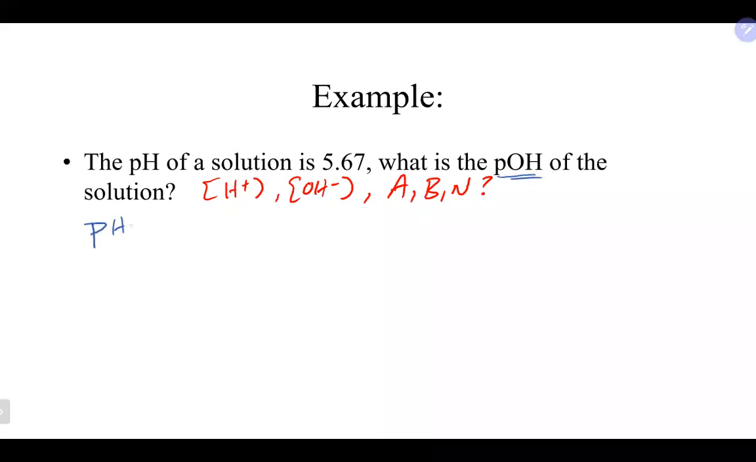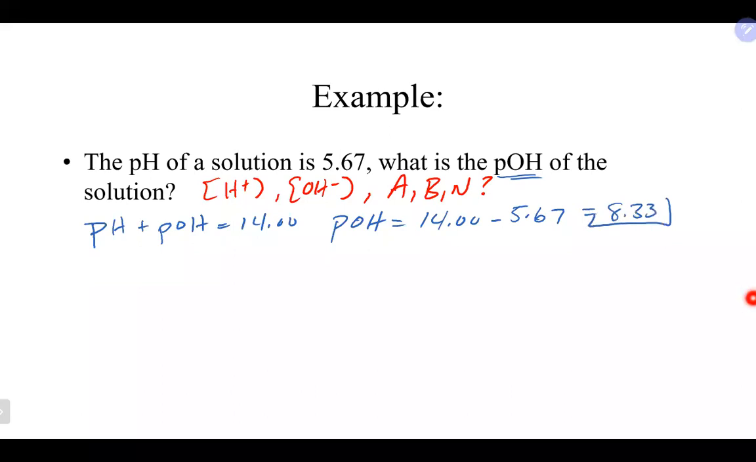Again, the pH plus the pOH does equal 14. That means that the pOH here would equal 14 minus our pH value of 5.67. So we'll take 14 minus 5.67. Going to give us an 8.33 as our pOH.